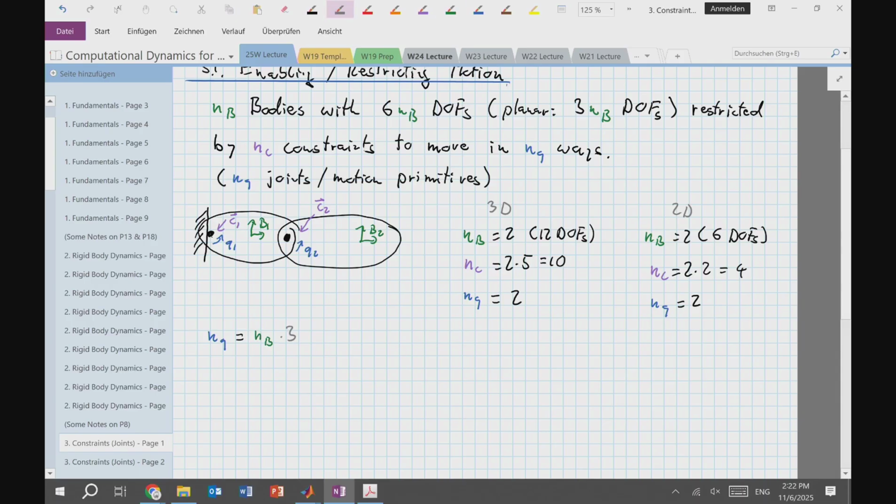So if I do this first for planar, I would get here times 3 minus number of constraints. So this would be in 2D. And in 3D, number of bodies times 6 minus the number of constraints. That is in 3D.